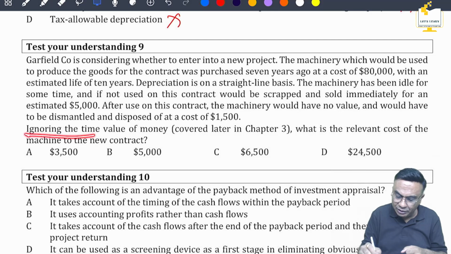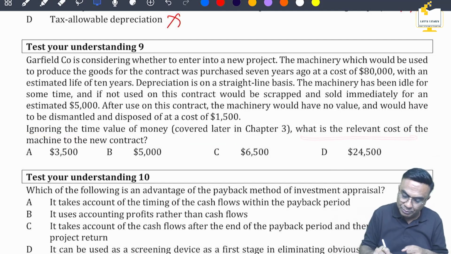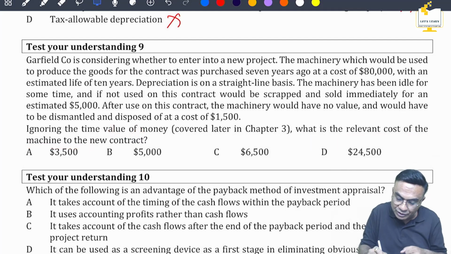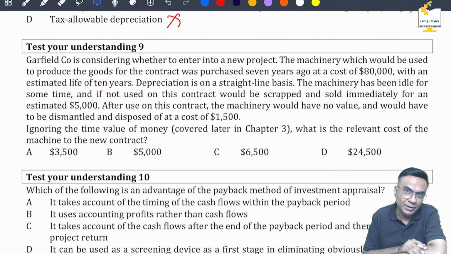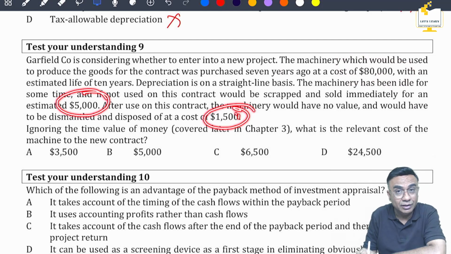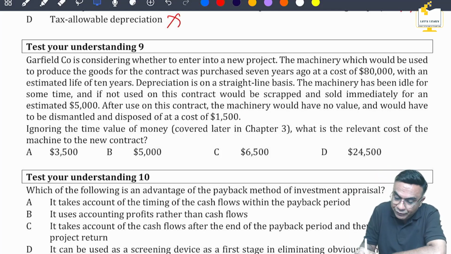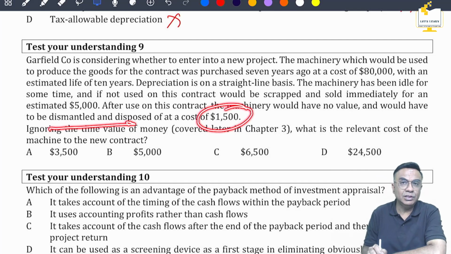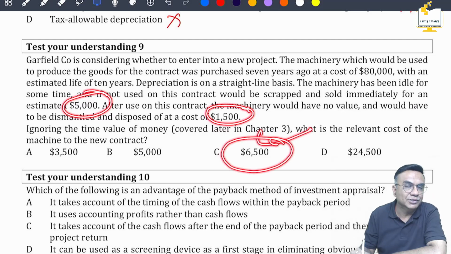Remember, ignoring the time value of money covered in a later chapter, what is the relevant cost of the machine to the new contract? See, this 5,000 is obviously relevant. This is my cost for this project. We don't have to take 80,000, that was 7 years ago. 5,000, and plus this 1,500 is also relevant because if you are using it for this project, in the last year I have to spend 1,500 for dismantling. So this is the cost we are going to incur in the 5th year to dismantle the machine. So 5,000 plus 1,500, 6,500 is your answer. These two are relevant.